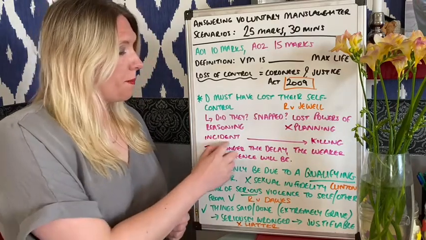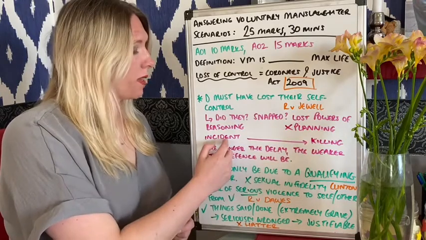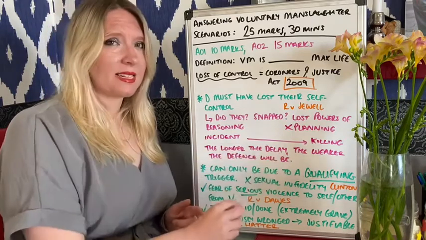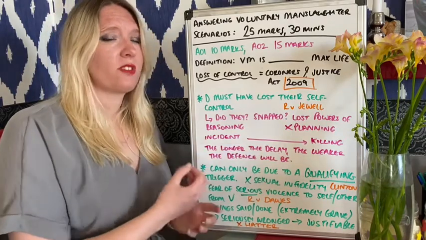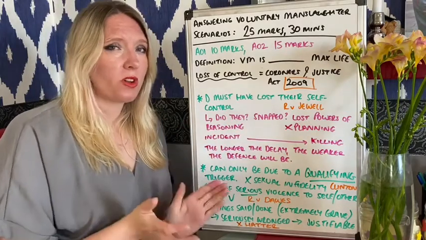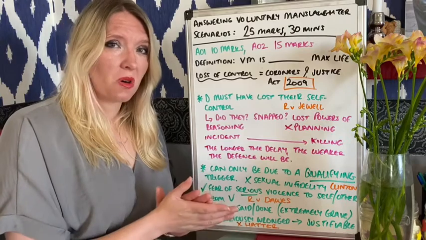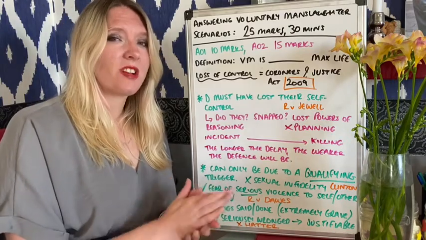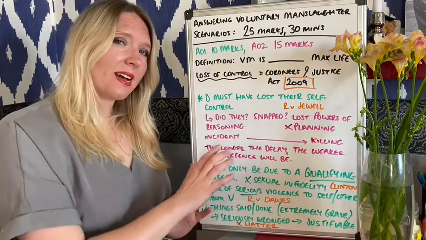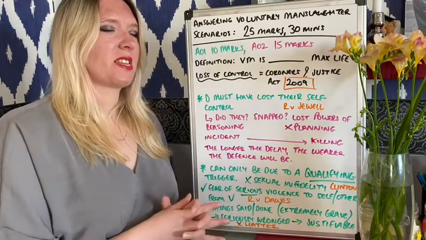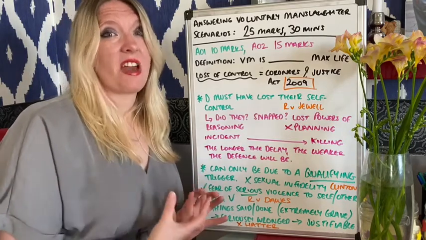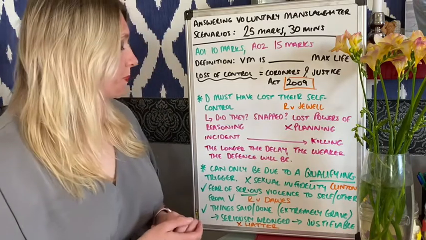But remember, the longer the delay between the provocation from the victim and the actual killing, the weaker your defence becomes, because the idea is that you lost your self-control, you were unable to control yourself, and you killed. Of course, if you regain self-control, you're expected to stop yourself from murdering. So the longer that gap, the more likely the jury is to think, well, that person's probably calmed down since, and now it's revenge rather than loss of control.